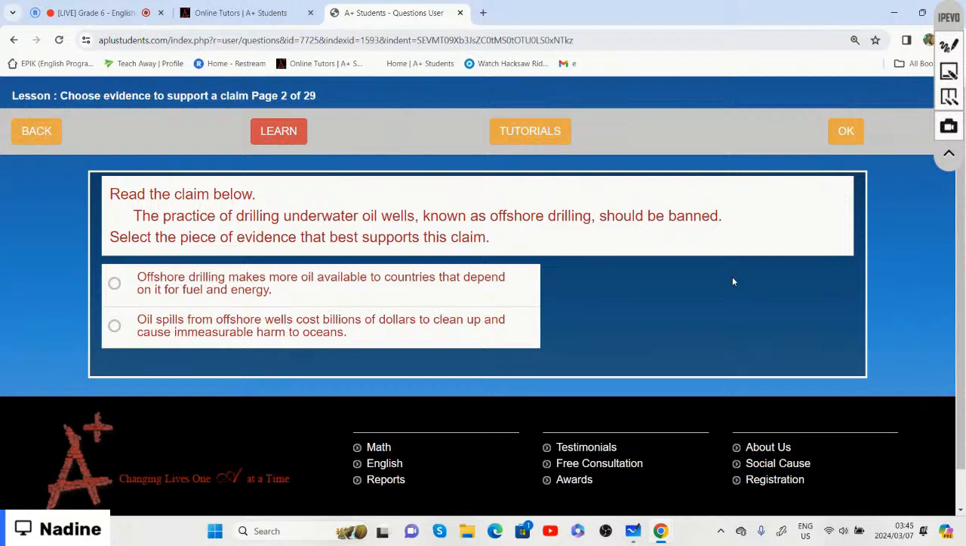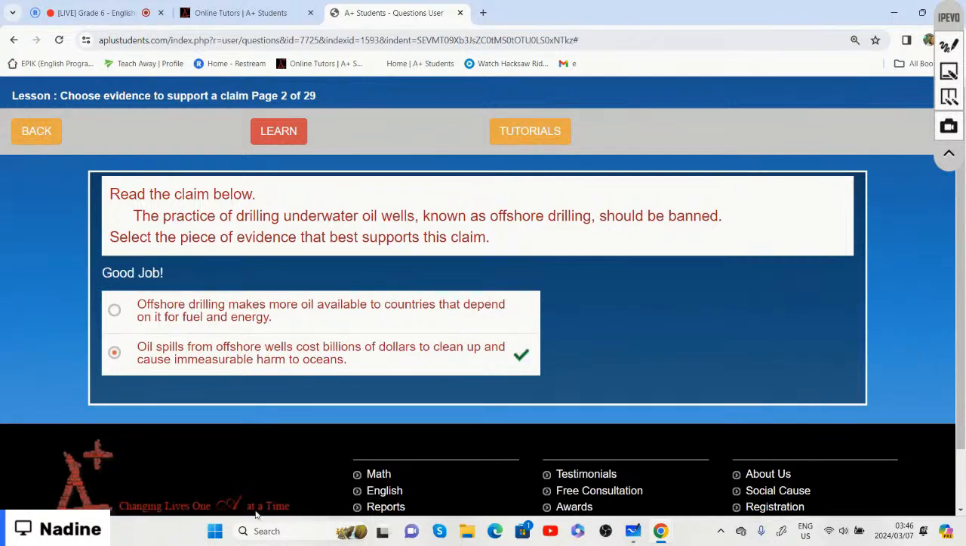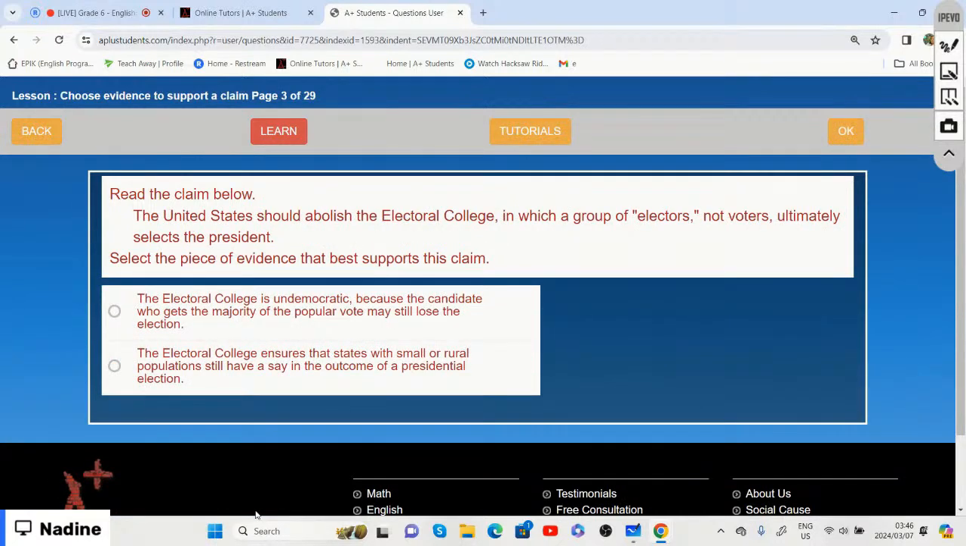All right. So if we choose the correct option, let's go with the second option, because the first one says that yes, you have more oil available to other countries that are dependent on fuel and energy. However, billions of dollars are used to clean up oil spills that cause immeasurable harm to the ocean, right? So the second option is correct.